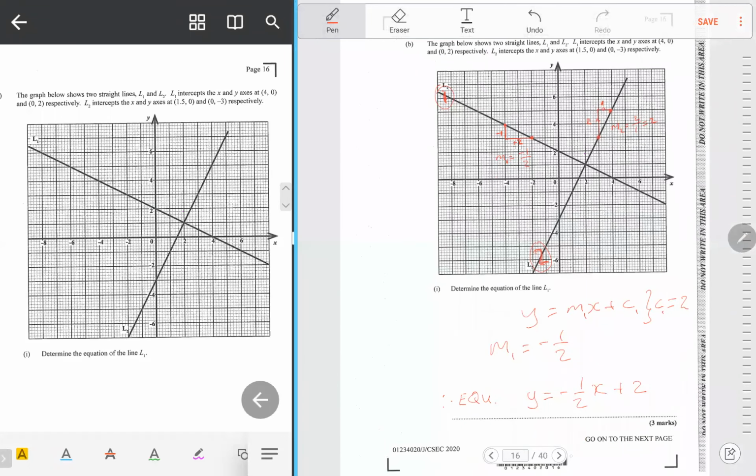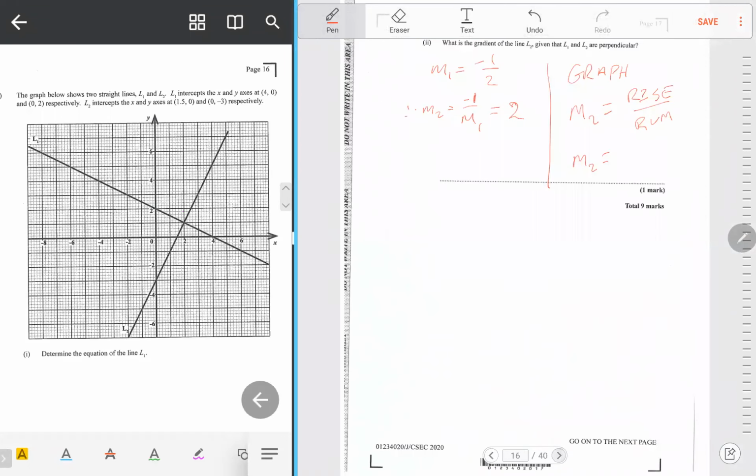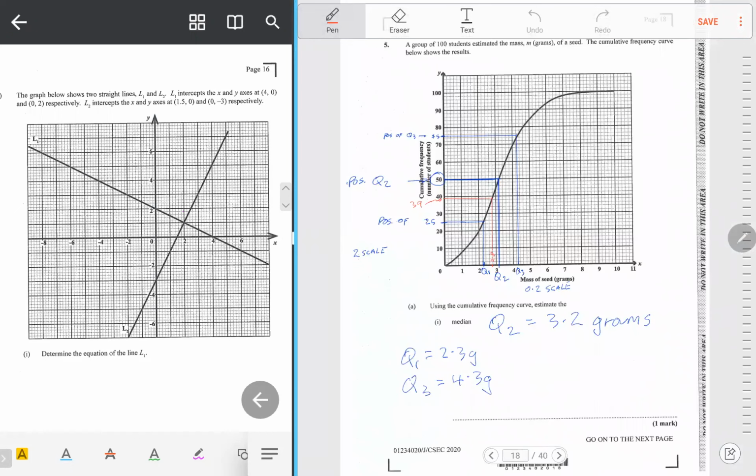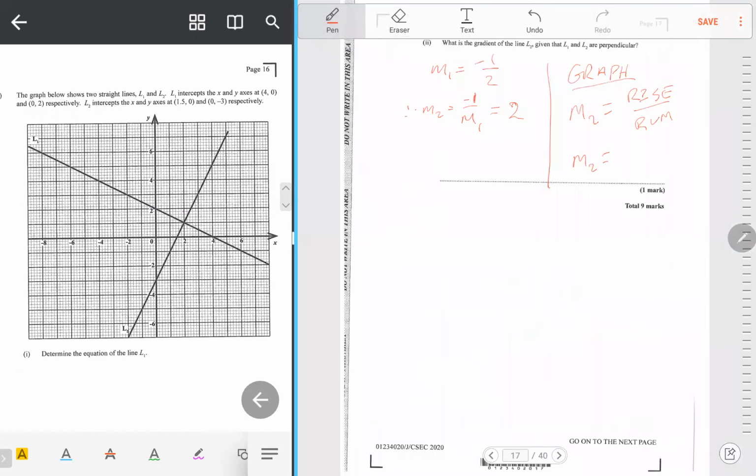And so notice down here, I'm telling the examiner that I'm using my graph. See? I'm stating graph there. So my answer is on the graph. So it's 2 over 1, which is equal to 2. All right? So basically that's it. All right, good. Let's go to the next one now.